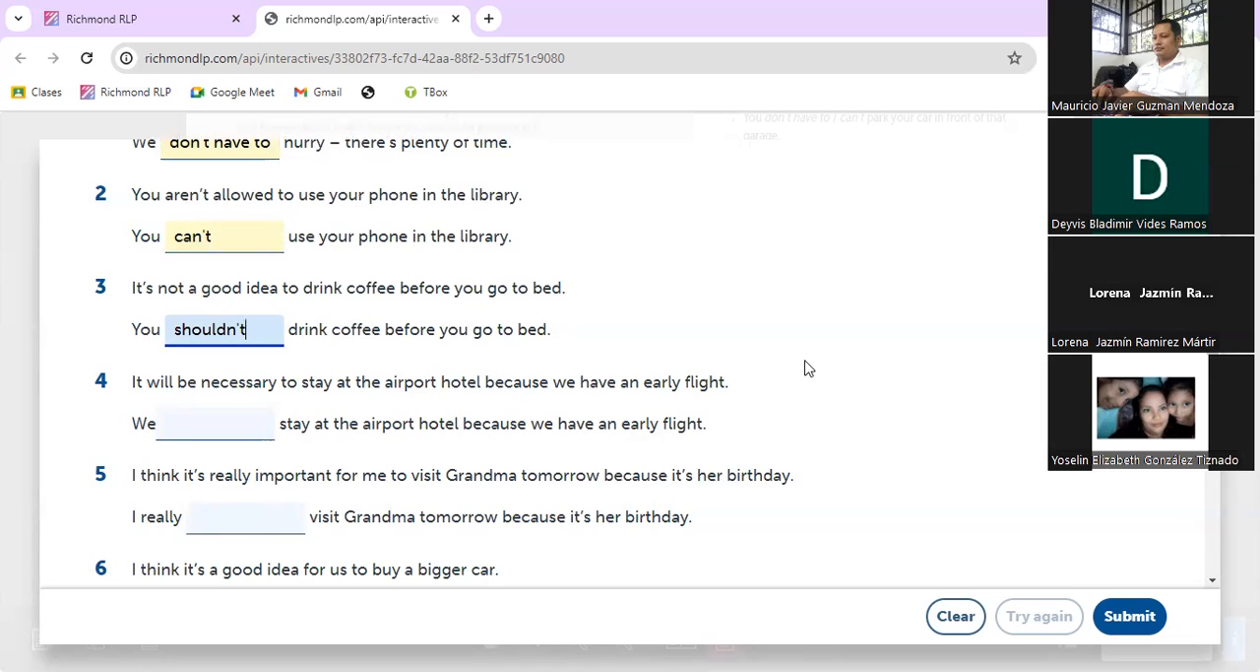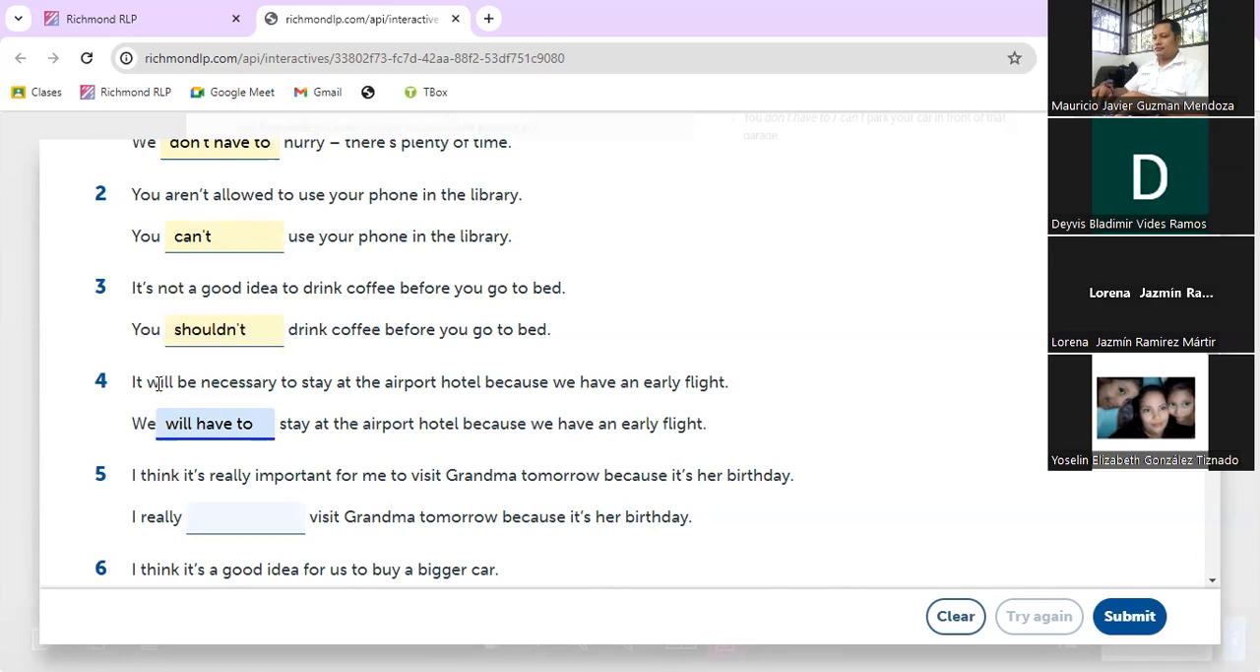Es tiempo futuro. Y dijimos que must no lo podemos utilizar en tiempo futuro. Entonces lo vamos a cambiar por have to. Y vamos a agregar siempre el will. Will es para futuro. Esto todavía no lo hemos visto, pero... Okay. We will have to stay at the airport hotel because we have an early flight.